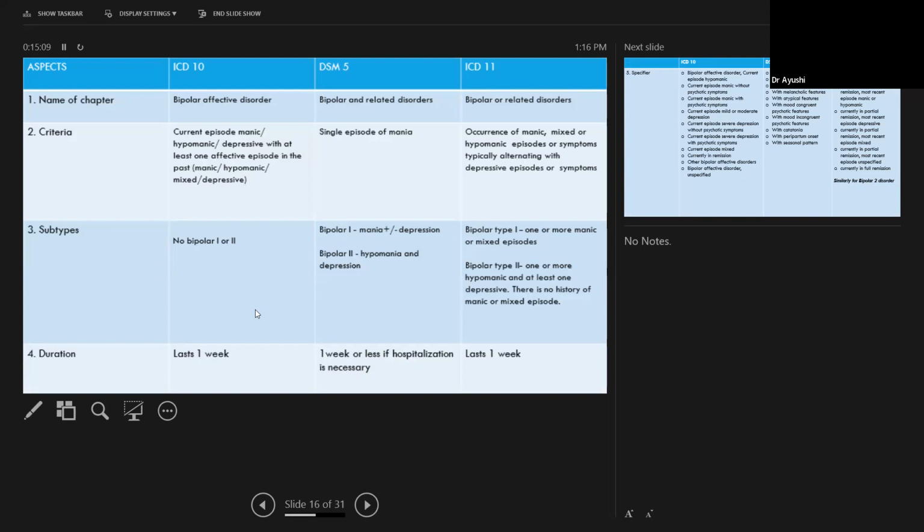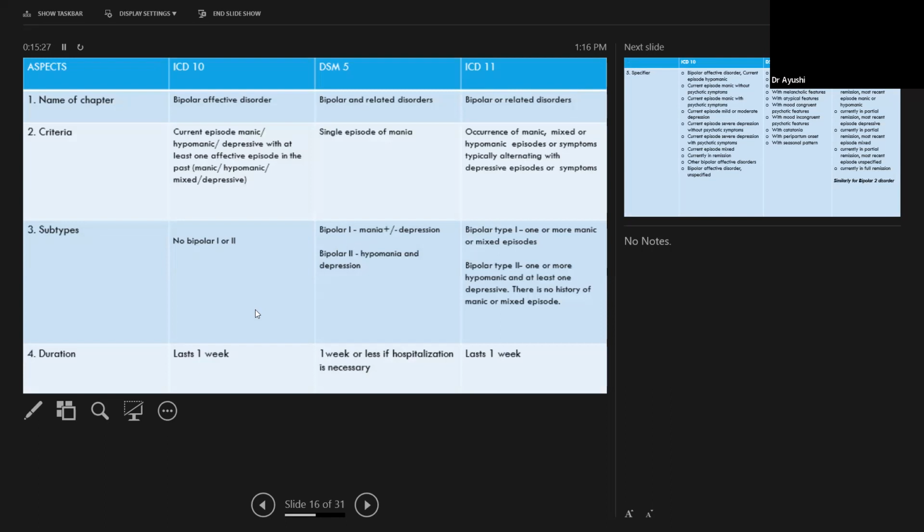So the criteria for ICD-10 is current episode should be manic, hypomanic, or depressive, with at least one affective episodes in the past, manic, hypomanic, mixed, or depressive. In DSM-5, it requires a single episode of mania. In ICD-11, there should be an occurrence of manic, mixed, or hypomanic episode or symptoms, typically alternating with depressive episodes or symptoms.